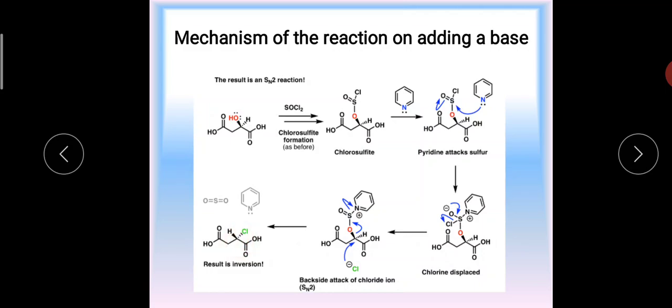I hope it's clear now. So what you need to know is, when you treat this with thionyl chloride in the presence of either HBr or liquid sulfur dioxide, you get a product which has retention in configuration. But when you add a base, then the reaction follows the SN2 mechanism with an inversion in configuration.